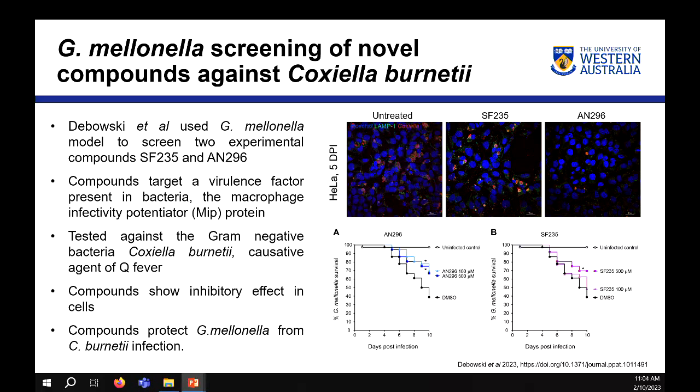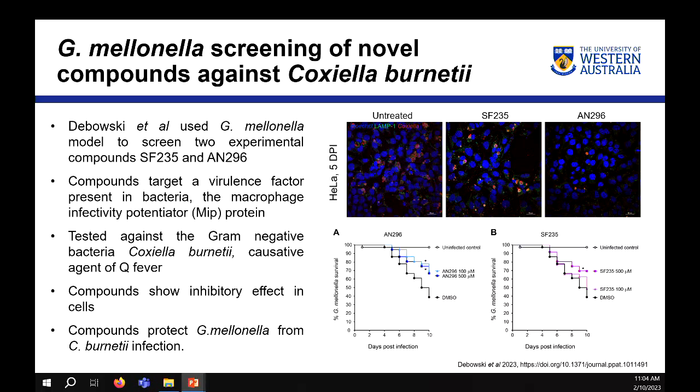So what we did, and we did this in collaboration with a group in Monash University, because they won't let us have Galleria mellonella here in WA. Galleria mellonella is considered a biohazard. WA are saying that they don't have it in the environment, which is not true. They do, because it's present in all beehives. But we're not authorised to use it here.